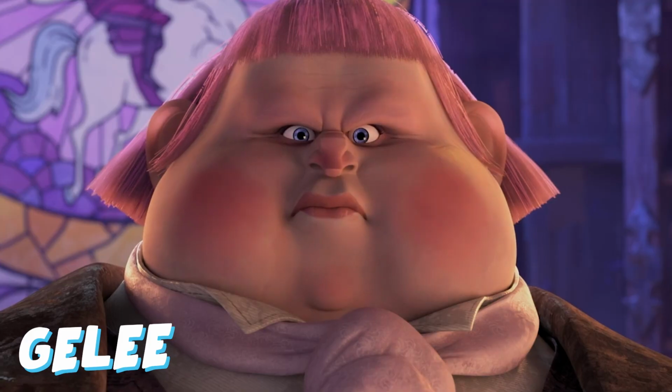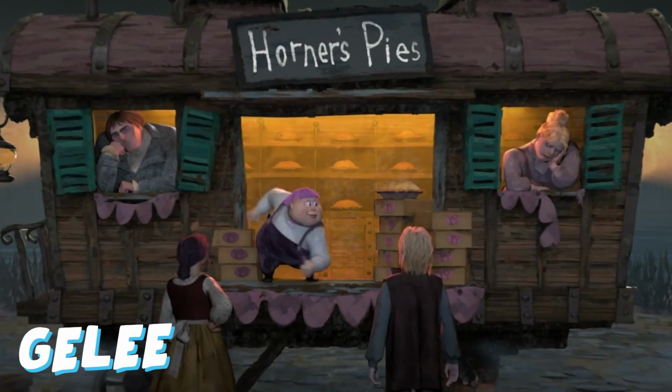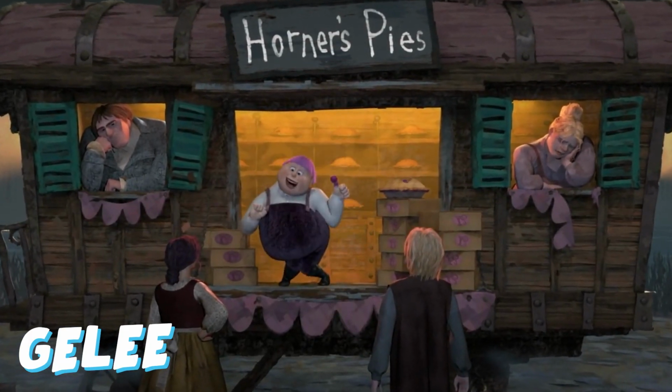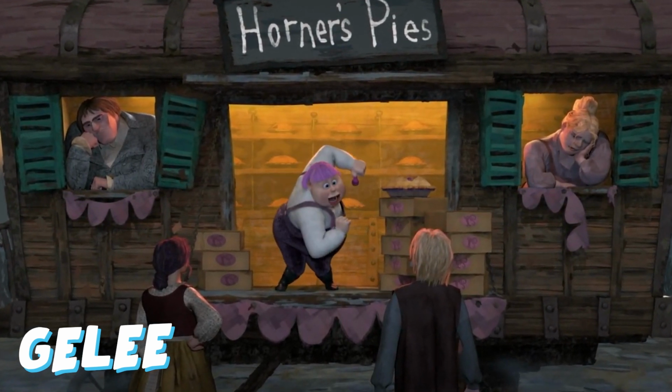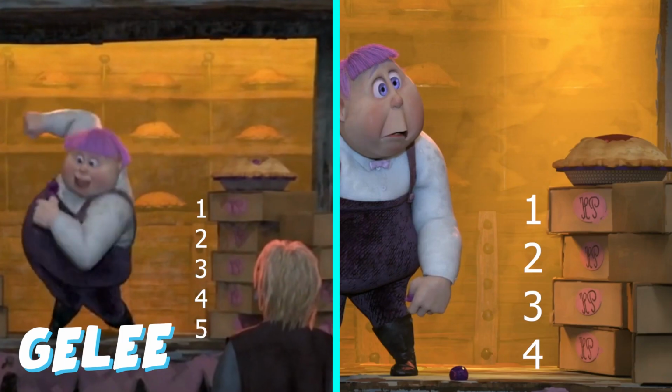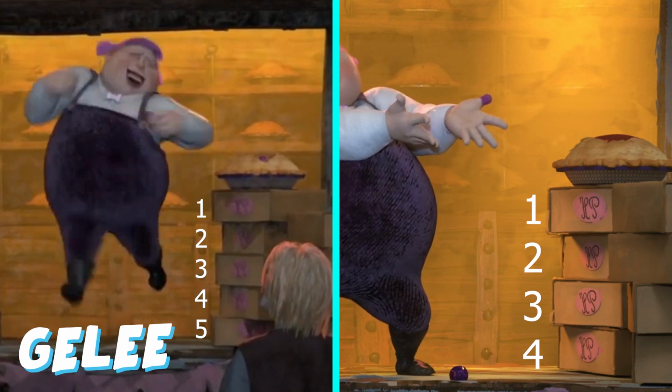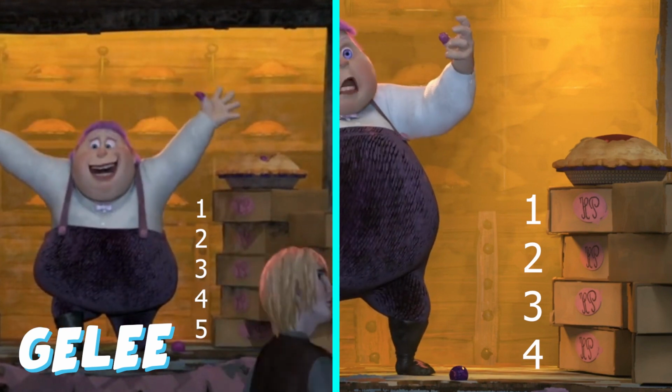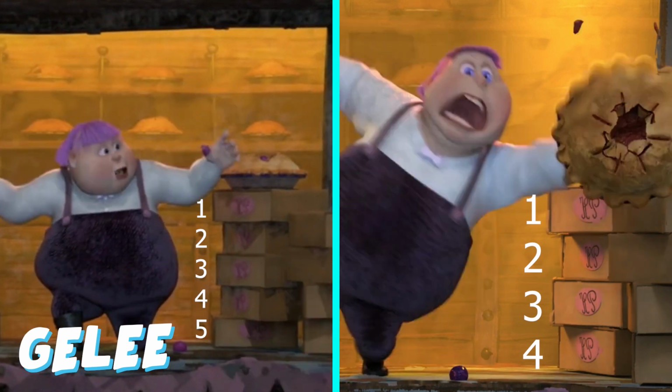At one point in the story, Jack Horner remembers what his childhood was like, and through those memories, we can see that he would stick his thumb in a pie that is on top of 5 boxes. But when they changed the shot, now there are only 4 boxes that are holding the pie.